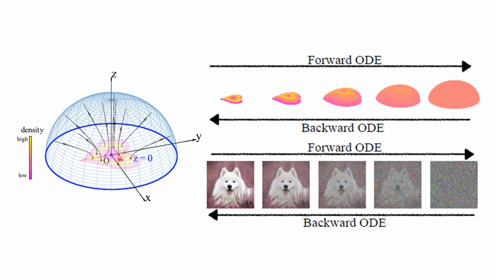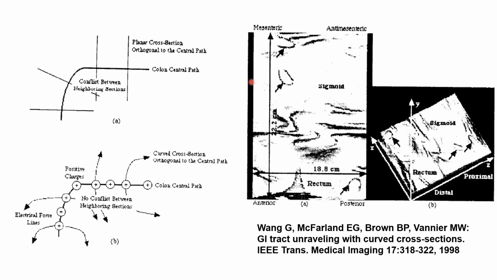To a small degree, the Poisson flow generative model is similar to the work we did more than a decade ago. At that time, we tried to digitally straighten the colon and open it up, as shown here. The problem is that the GI tract is convoluted, so the cross sections you form in flattened space may have conflicts. Our idea is to assume the colon central part is positively charged. Then the force lines will naturally define curved cross sections. They never conflict. So this is a near-field application, while the Poisson flow generative model is a far-field application.